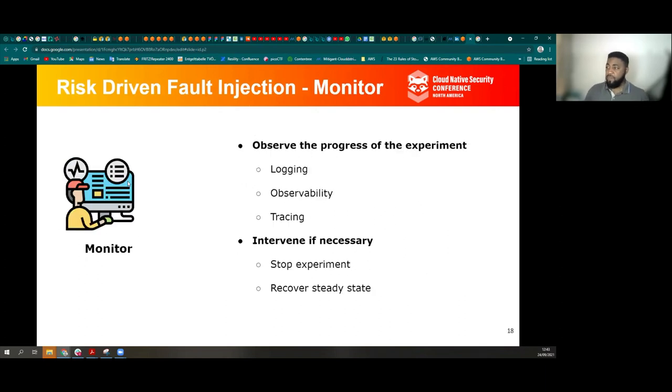The next point is about monitoring. Monitoring is very important because when you begin to conduct chaos experiments, you've got to understand how it impacts your environment, and you need clear visibility into that environment, using things like logging, observability, and tracing, so that you are able to stop the experiment if it begins to impact your environment negatively, and so that you can also recover to the steady state that I talked about as part of the execute pillar.